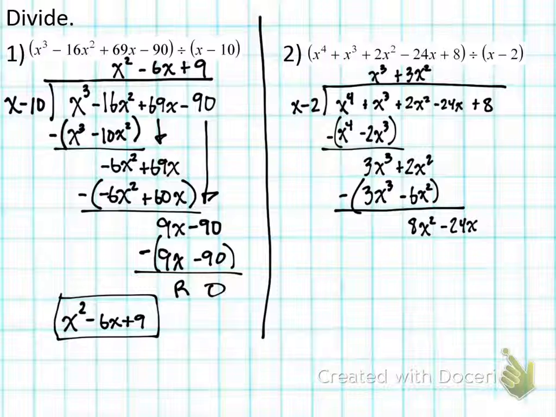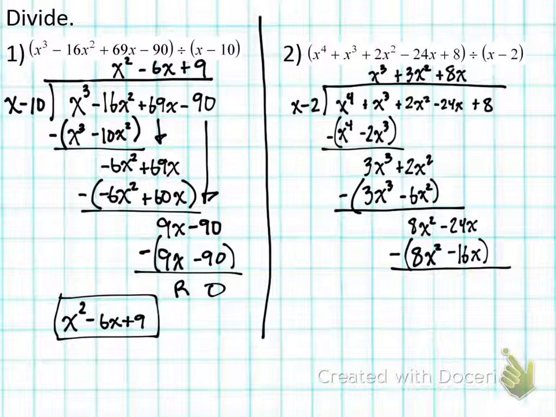What do I multiply x by to get 8x squared? Positive 8x. 8x times x is 8x squared. 8x times negative 2 is negative 16x. Subtract 8x squared minus 8x squared cancels out. Negative 24x minus negative 16x is negative 8x. Bring down the final term, positive 8.